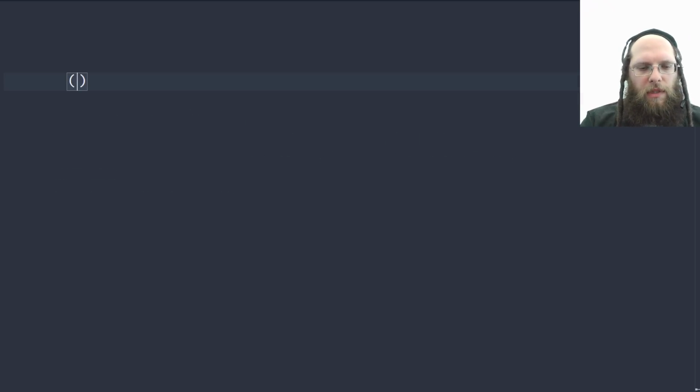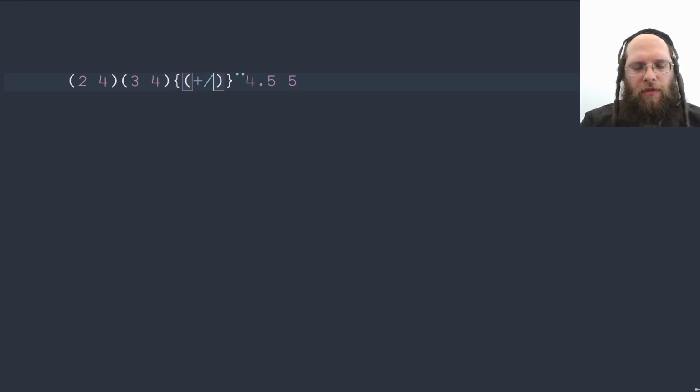Let's put in some test cases here. Two shorter sides 2 and 4, another case with shorter sides 3 and 4. We're going to try this with a longer side, that's 4.5 and 5. The first one is going to be false, and the second one is going to be true. The Pythagorean Theorem states that the sum of the squares of these two shorter sides matches the square of the longer side.